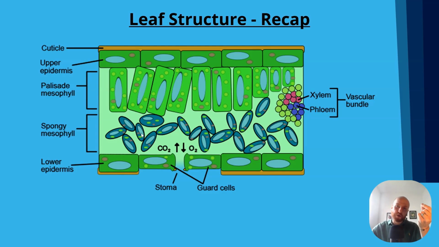Water then diffuses out from the palisade cells into the spongy mesophyll and out through the stomata. And we can see here at the bottom, we've got a singular stoma, which is the singular word for stomata, and water diffusing out of that stoma into the air surrounding the leaf.